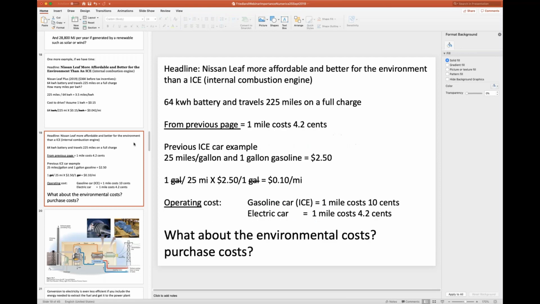And then I went back to the previous example, the internal combustion car that got 25 miles per gallon. In my part of the country right now, gasoline is selling for $2.50, and I'm getting about 10 cents a mile. So a gasoline car, just to pay for the fuel, is 10 cents a mile, and an electric car is 4.2 cents. Of course, there are lots of other things, and a great question to ask your students, if you were to ask them to make this calculation, is what else do we have to think about? And I came up with environmental costs and purchase costs.